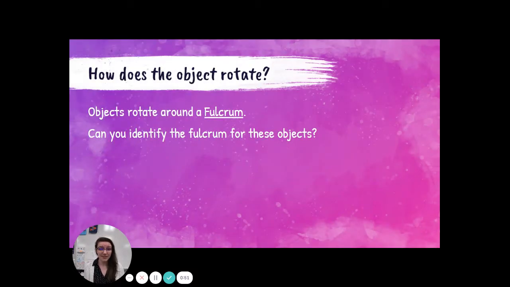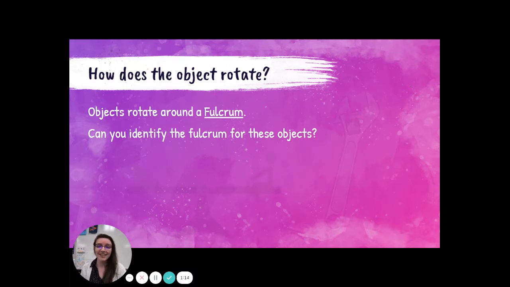How does an object rotate? It rotates around a spot called a fulcrum. So in my door arm example, I said the hinges were at my elbow. That is the fulcrum. That is what we are rotating around. My arm moves around my elbow, or the door moves around the hinges. That spot is the fulcrum.